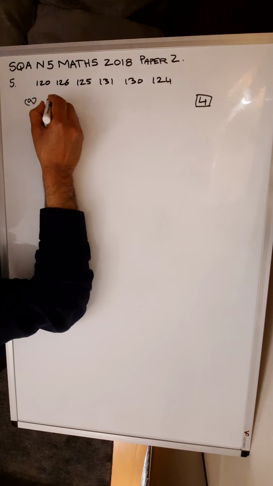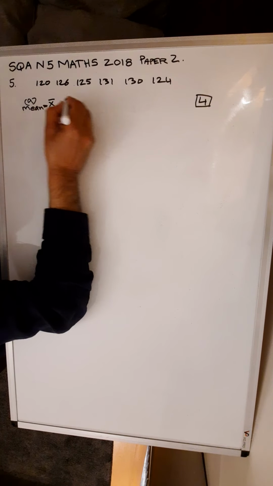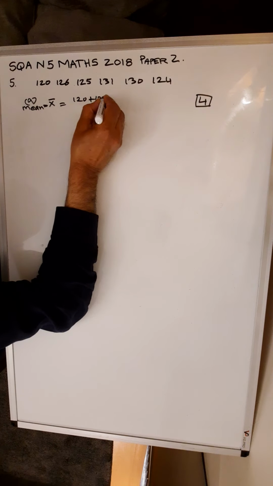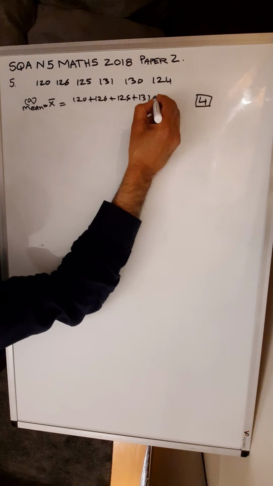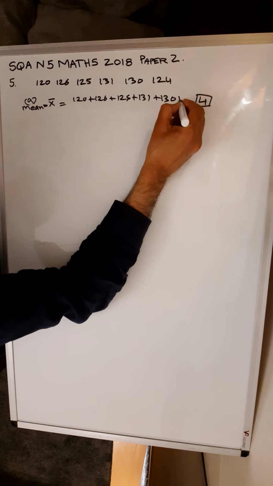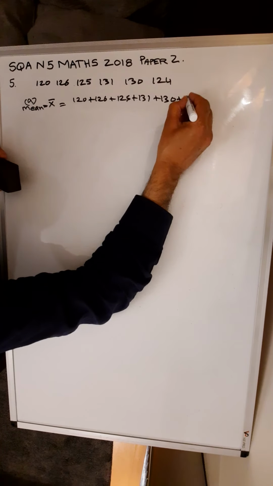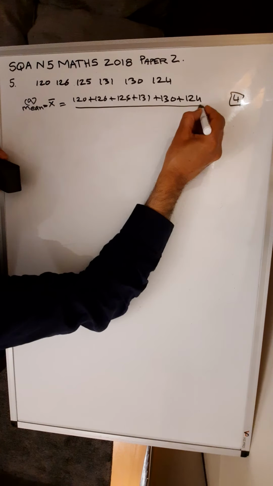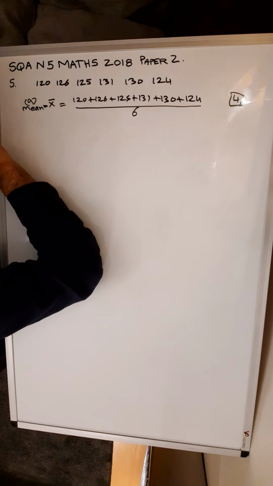So for part A, for the mean, the letter for the mean is X with a bar on it. X bar is your mean. Mean is the sum of the results, 120 plus 126 plus 125 plus 131 plus 130 plus 124, divided by the number of results, which is 6. So you add up the numerator and divide by 6.